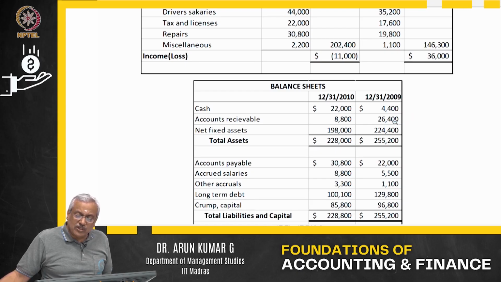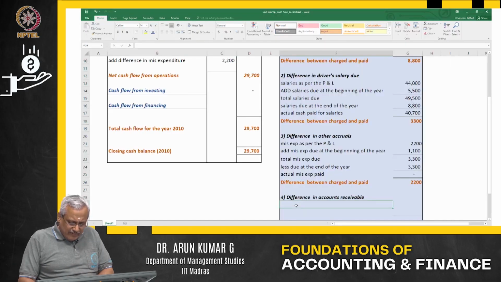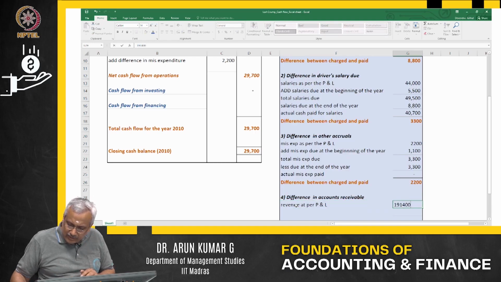Last year receivable was 26,400. This year receivable is only 8,800 in this case. Whereas, if I look at receivables, what is the revenue? Revenue is 1,91,000 in this particular case. So, let us look at this. Let us say revenue as per P&L is 1,91,400.